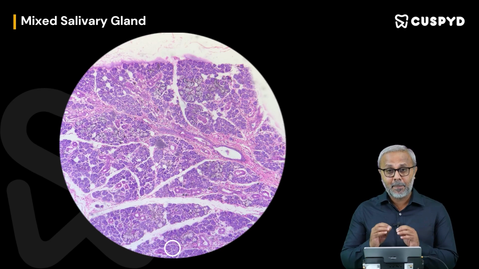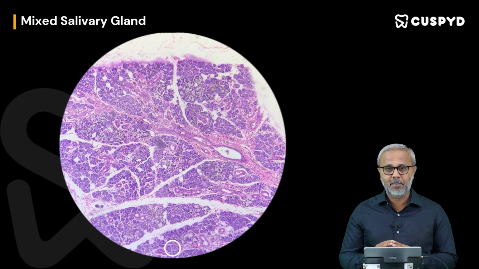Apart from this, the parenchyma is also made up of the excretory component, which is the duct, which includes the intercalated, striated and excretory duct system. This is how I say that possibly this is the slide of submandibular salivary gland.